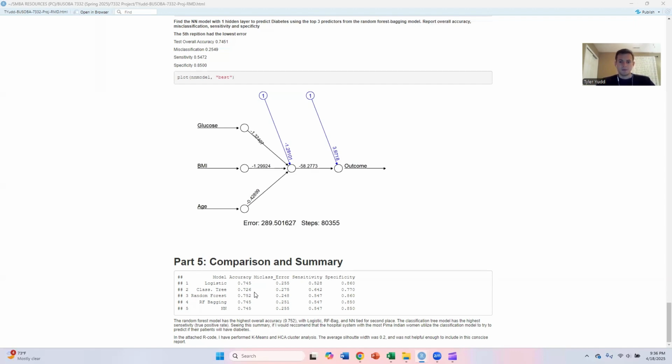However, the model was very poor, and the average silhouette width was only 0.2, with a lot of negative values. So I felt that the random forest and these tree-based models were much more accurate and more worthwhile to include in this report. However, I did want to mention that I do have that in the detailed R code that supports this report.